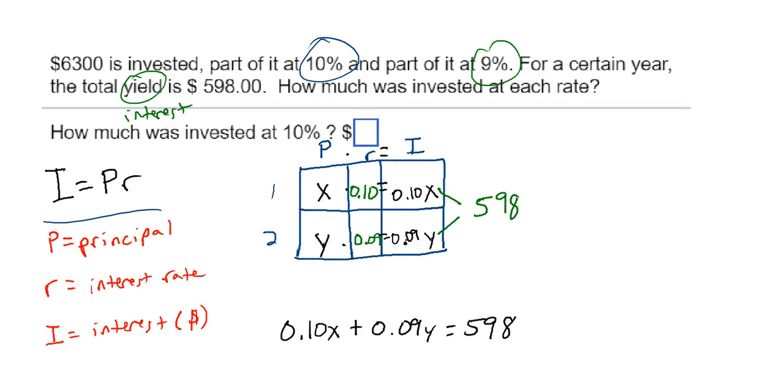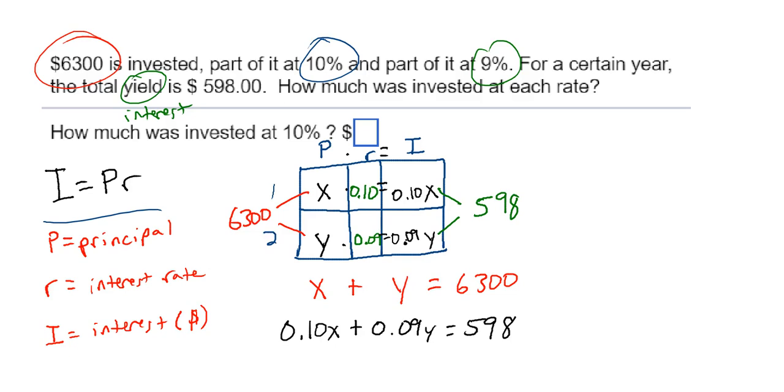The other equation is given by this. There's $6,300 invested altogether. So if I take the amount invested in the first investment, which is X, plus the amount invested in the second investment, which is Y, that should add up to the total amount invested, which is $6,300. So I don't really have it in the table, but I guess I could have put it like this, right? The amount invested altogether is $6,300.